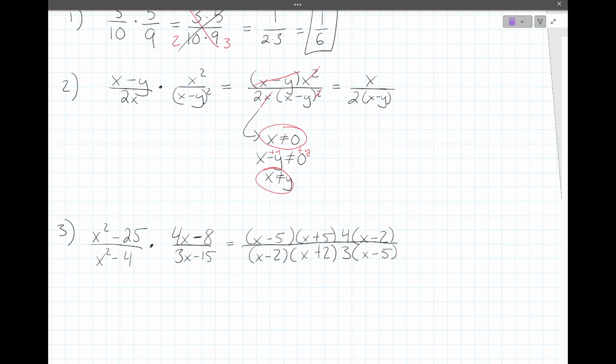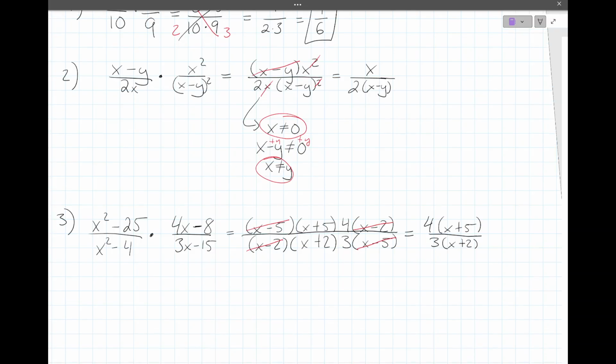Everything is multiplication here, right? This is times, times, times, times, times, times. Everything is multiplication. But since it's multiplication, I can cancel out like factors, right? I can simplify those like factors. X minus 2 and x minus 2 are alike. X minus 5 and x minus 5 are alike. And those are the only things that are alike. So then I get to go 4 times (x plus 5) over 3 times (x plus 2). And we're solid. We're golden. That's it. That's our answer.